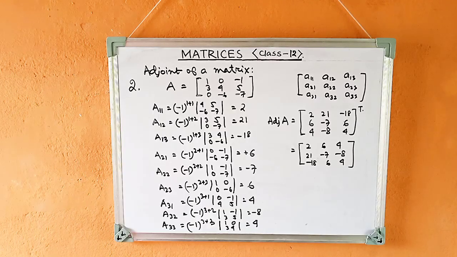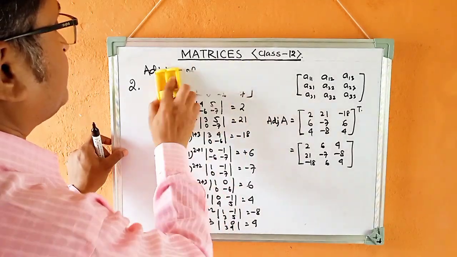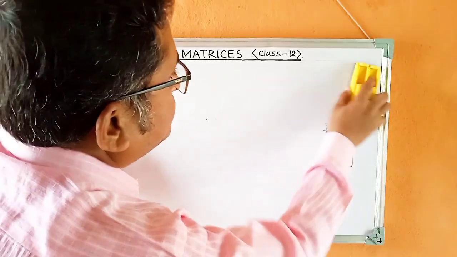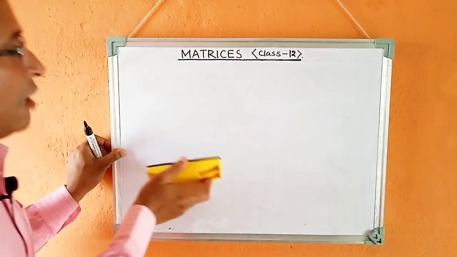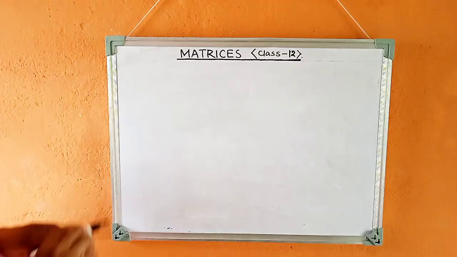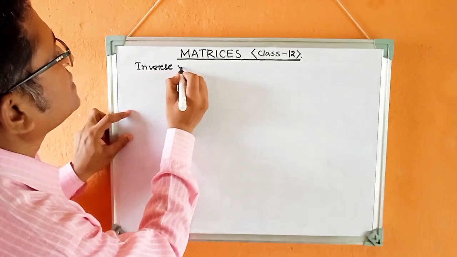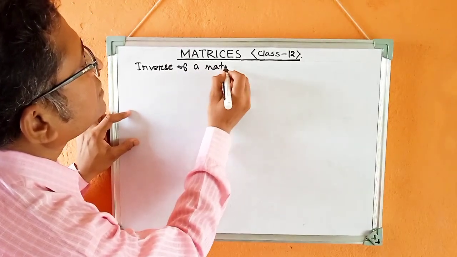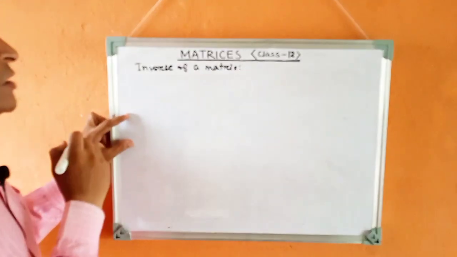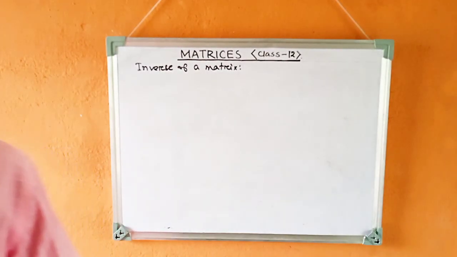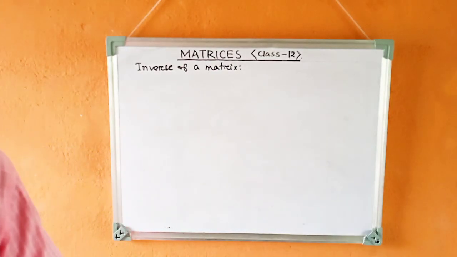Next is inverse of a matrix. Okay, see carefully. How to find out the inverse of a matrix? First of all, if A is a square matrix, then A inverse exists if determinant A is not equal to 0.